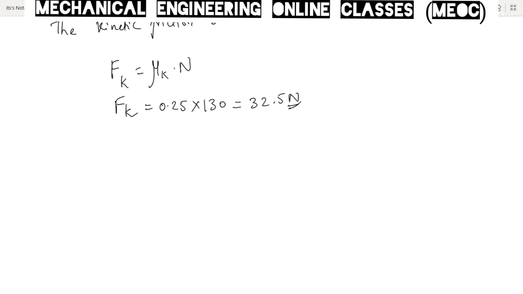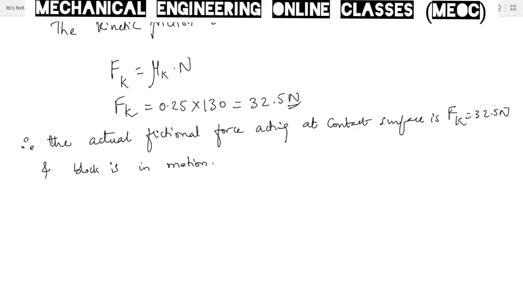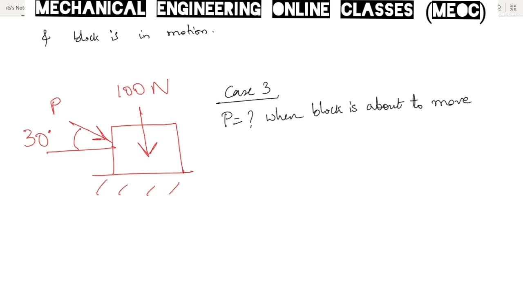It is 60 Newton. And now because the block is moving, we have to consider mu k, and the friction that is developed can be found using this mu k, which has come out to be 32.5 Newton. So the actual frictional force that is acting at the surface is Fk, which is equal to 32.5 Newton, and the block is in motion. So this is the result of case 2 when the external force is 60 Newtons.